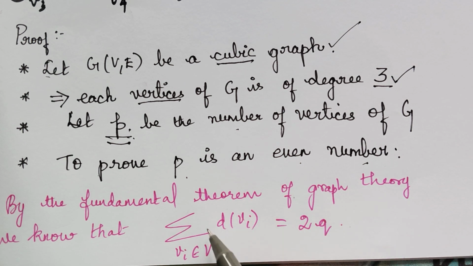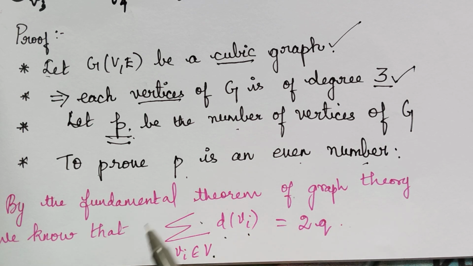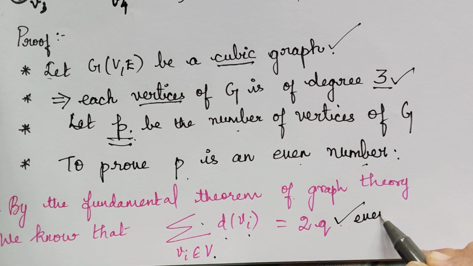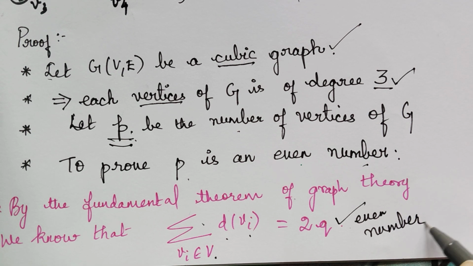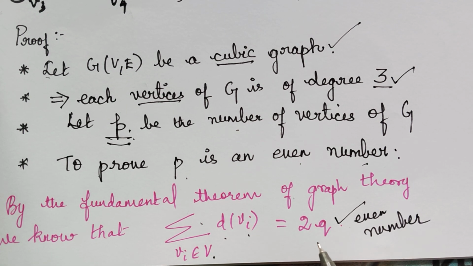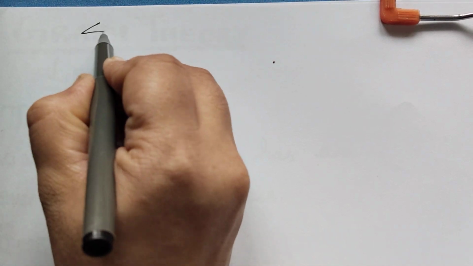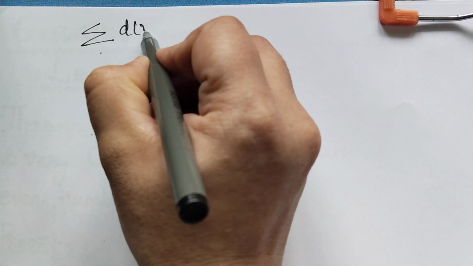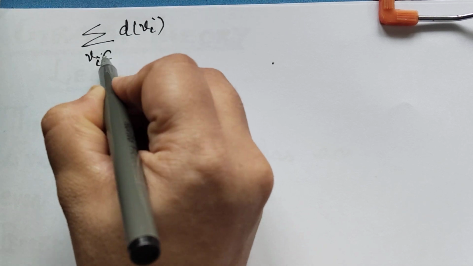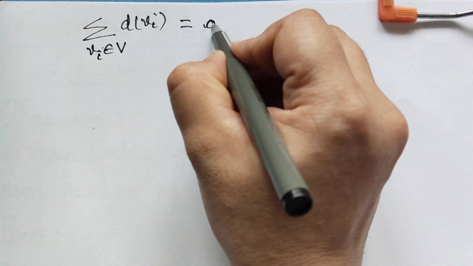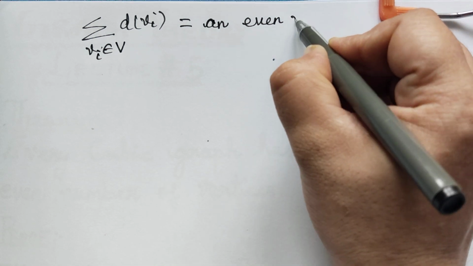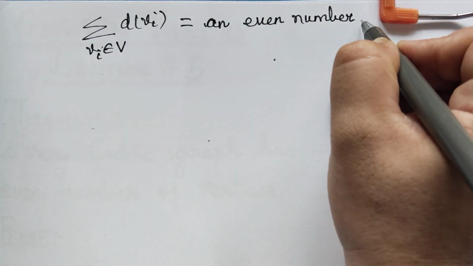What does the theorem say? Summation of degree of Vi for Vi an element of V is equal to 2Q. So this theorem we are going to make use of. Now we know that if we add all the degrees of the vertices of this graph, it will be equal to 2Q, and this is an even number. So let us write this to be equal to an even number first. Therefore, summation of degree of Vi for Vi an element of V is equal to an even number, because it is equal to 2Q.